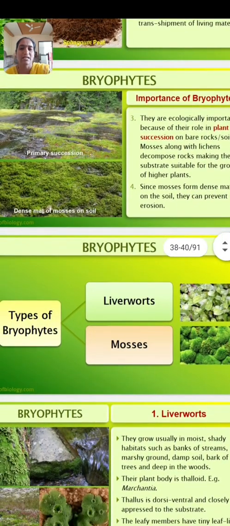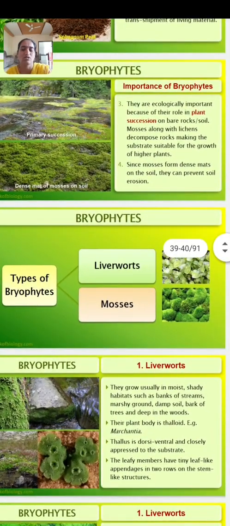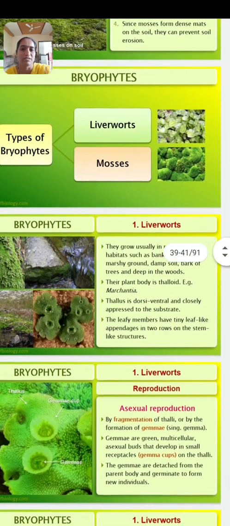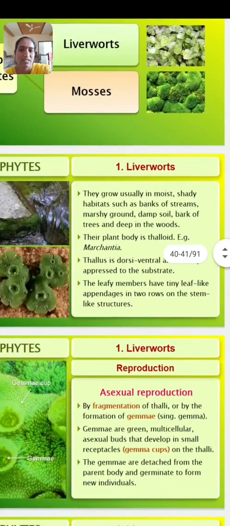Then the next part is the classification of bryophytes, or types of bryophytes. Bryophytes are classified into two main types: first is liverworts and second is mosses. We start with the liverworts. Why is the name suggested as liverworts? Look here, there are examples like the first one, Marchantia.